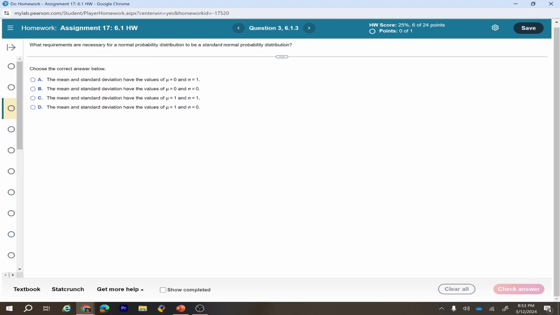What requirements are necessary for a normal distribution to be a standard normal distribution? The center should be 0 and the standard deviation should be 1. That's the requirement.